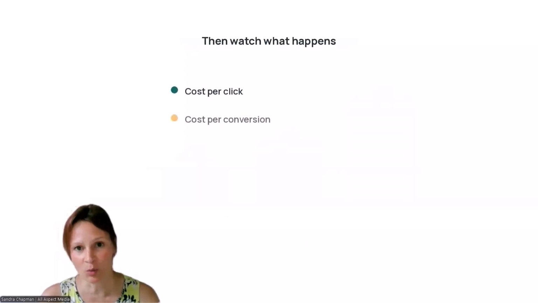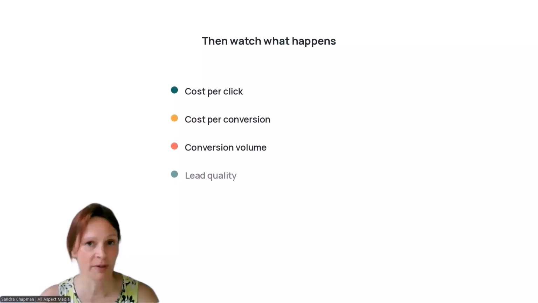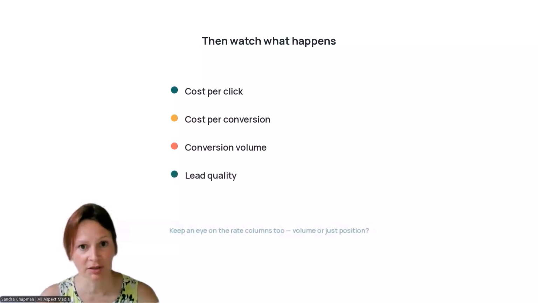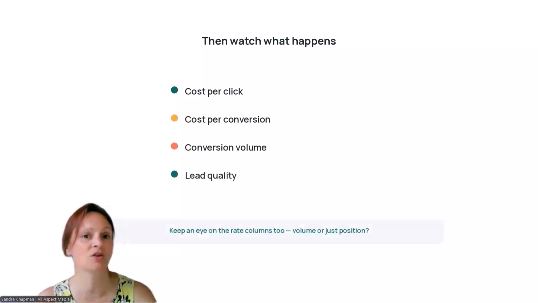Then once you've done that, watch what happens with your cost per click, your cost per conversion, your conversion volume, and the lead quality. And keep an eye on the rate columns too, because they help you understand whether the extra visibility is actually improving your position or whether you're just paying more for the same type of traffic.